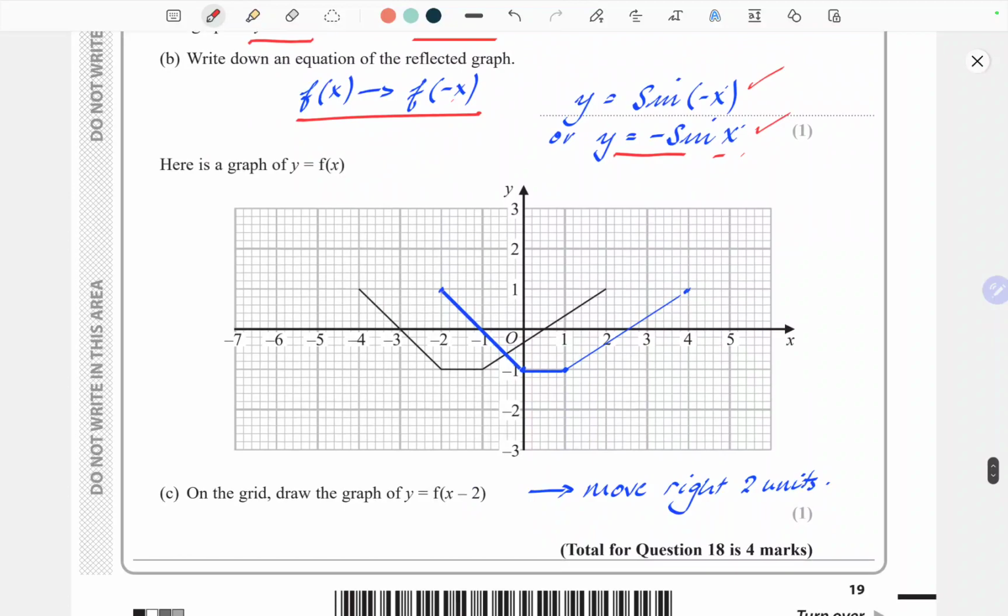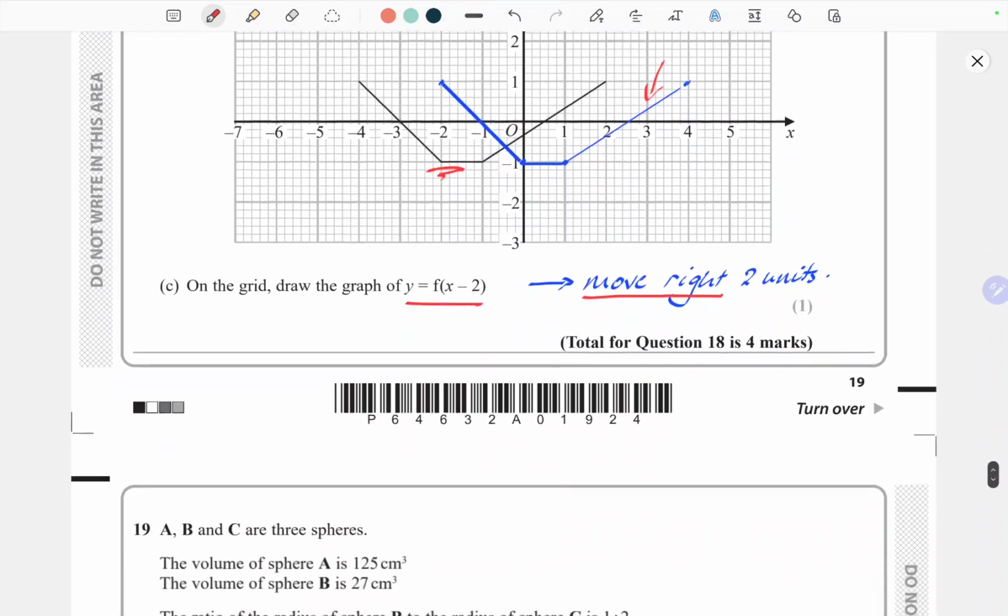And the next graph transformation: given that you've got the original one in black, and then you're moving it to f of x minus 2. When you have that x minus 2, it actually moves to the right, not in the negative direction. It moves in the opposite direction, the positive direction. So it moves right 2 units, and then you just redraw the graph, so this is the one that you're after as your answer. 1 mark only for that.